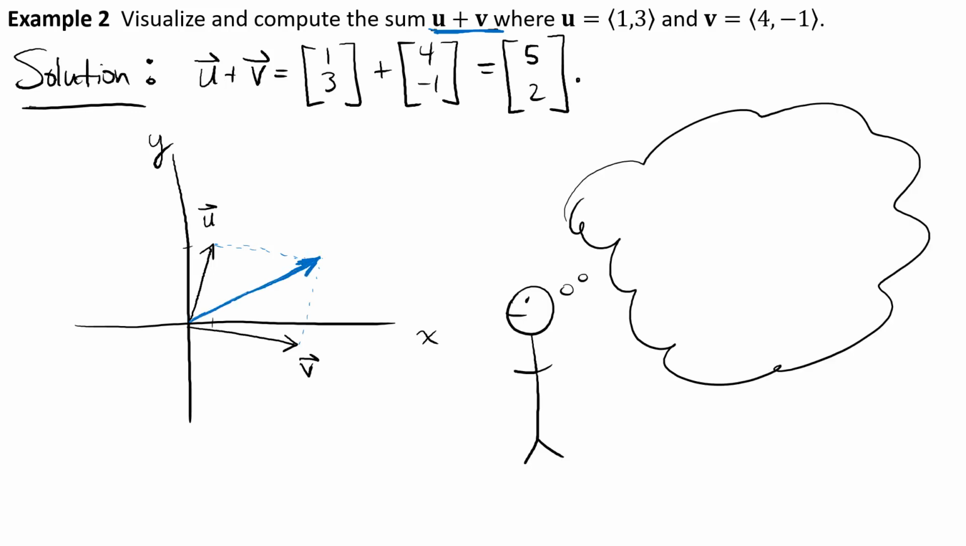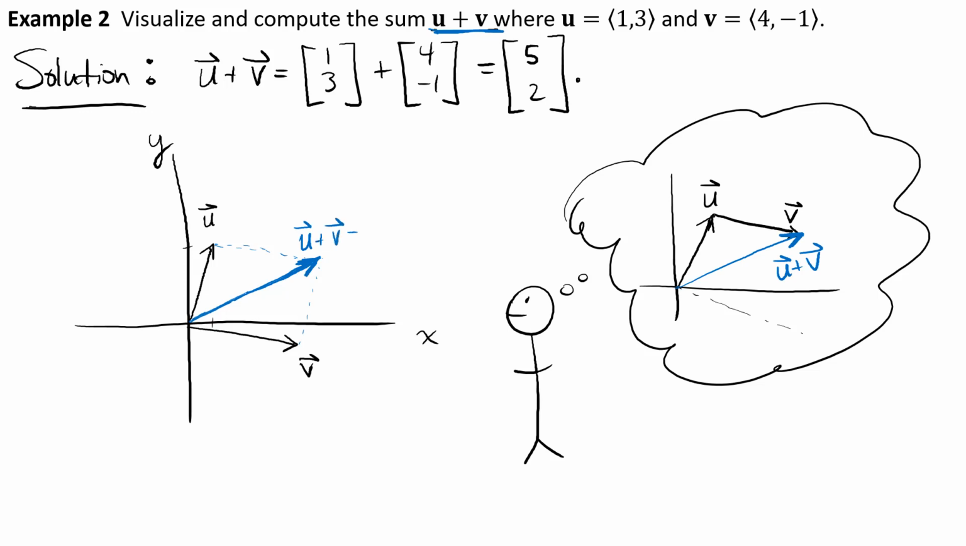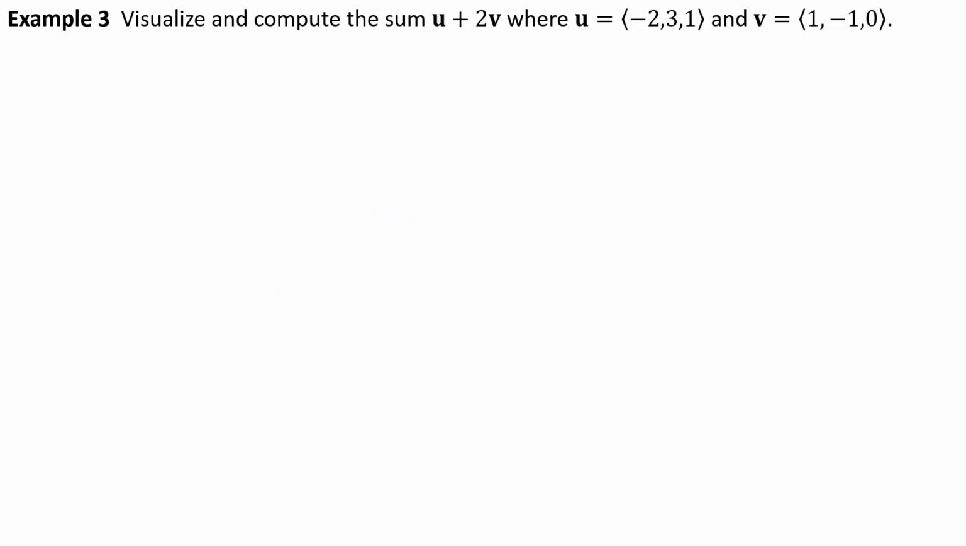Another way that people sometimes visualize this is they imagine the vector u, and then they take the vector v, and they move it so that its tail sits at the head of u. And then u plus v is the vector that goes from the tail of u to the tip of v. And sure enough, this vector is (5, 2). It's also possible to combine the operations of vector addition and scaling.